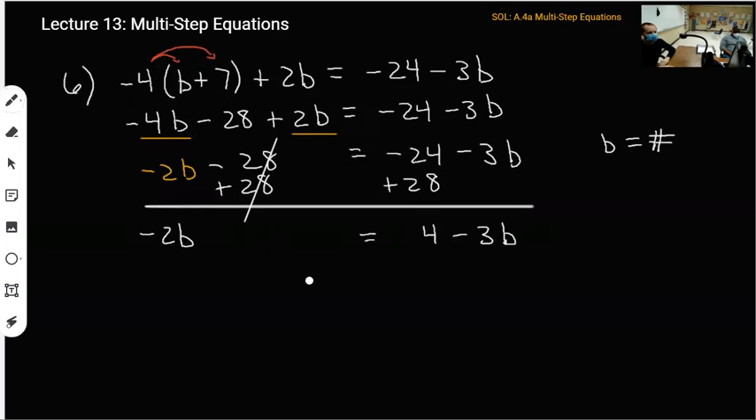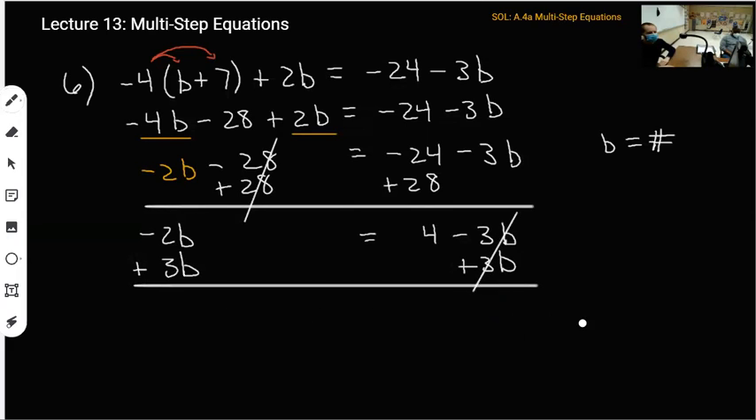Now what I want to do is I want to get all the b terms to the left side. That means this negative 3b is going to have to go over here. So how do I do that? I add 3b to both sides. What that does is that gets rid of the negative 3b, and I'm only left with a 4 on the right side. And then on the other side, I have negative 2b plus 3b. That's going to be positive 1b. Or I could just write that as just b.